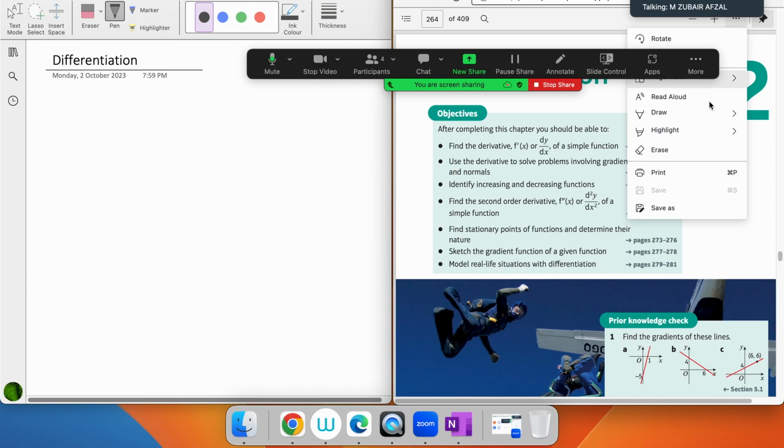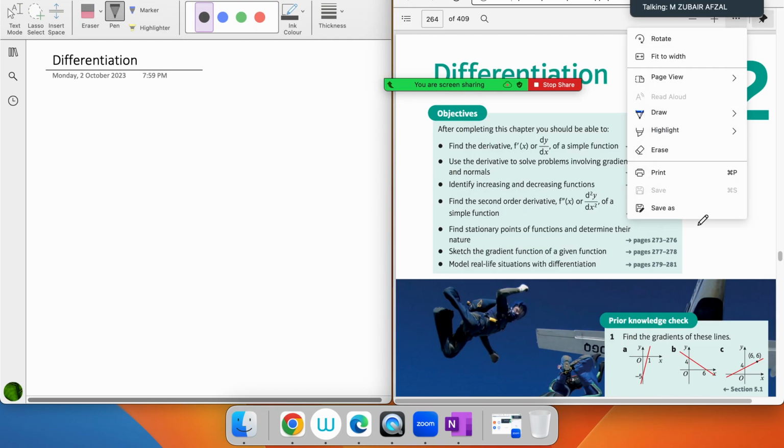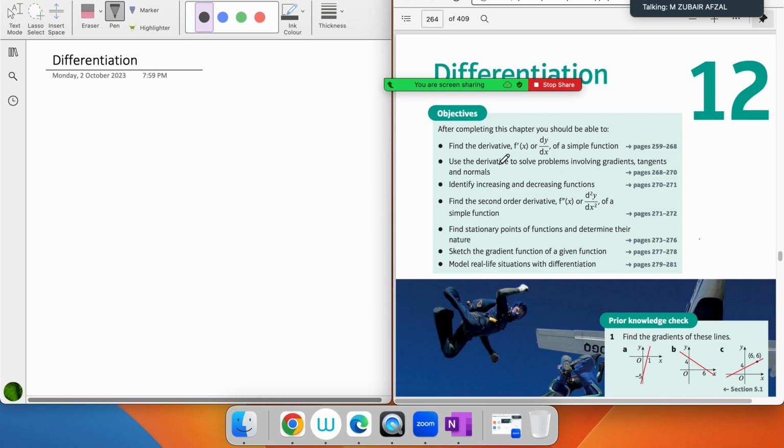We have a few things to cover, and these are as follows. Derivatives, dy by dx. Use derivatives to solve problems involving gradients, tangents and normals. Derivative is basically the rate or the gradient with respect to a given quantity.